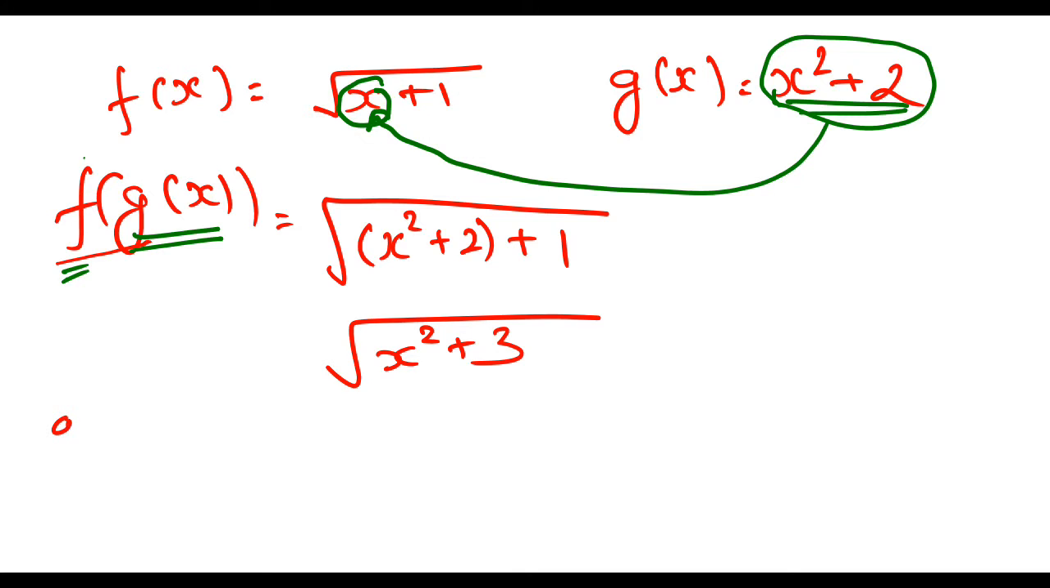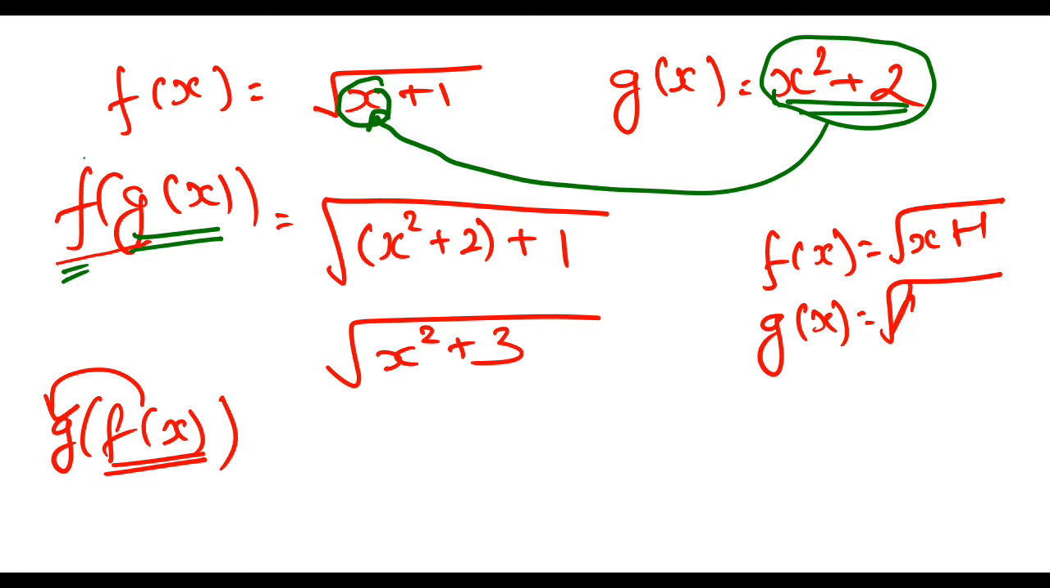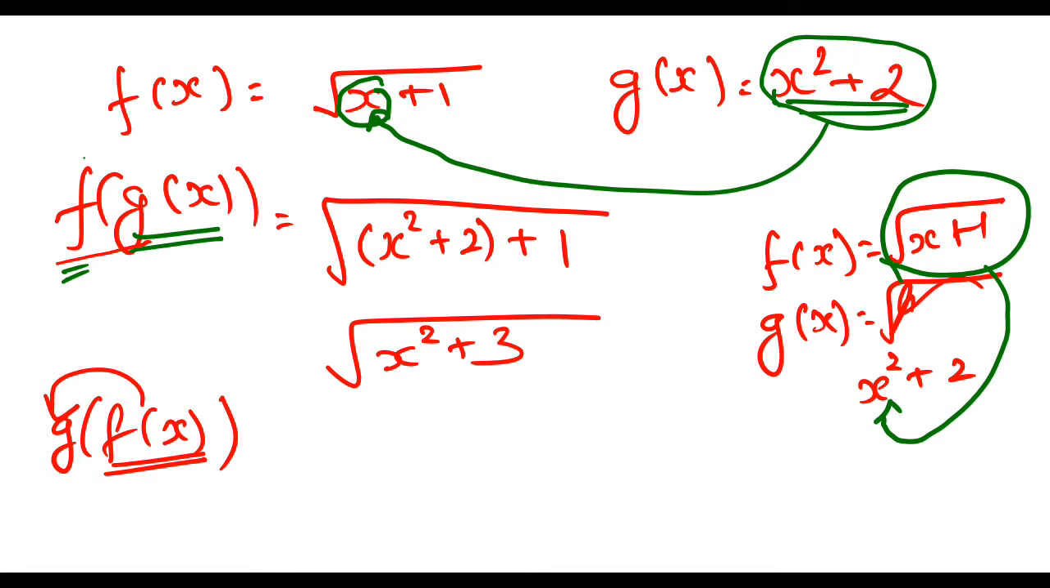Okay, how do you do g of f of x? You can also do the same thing, which means you are inputting f of x into g of x. So f of x is square root of x plus 1, and g of x is x square plus 2. So you take f of x, which is this, and substitute into the place where you have x into this.